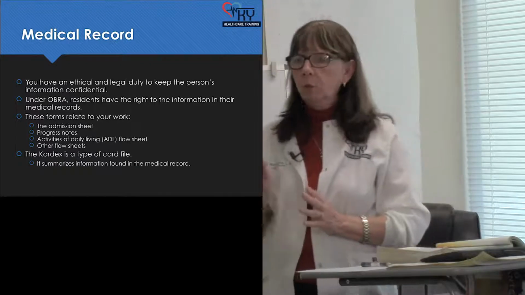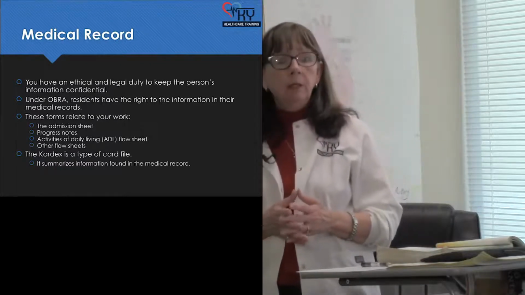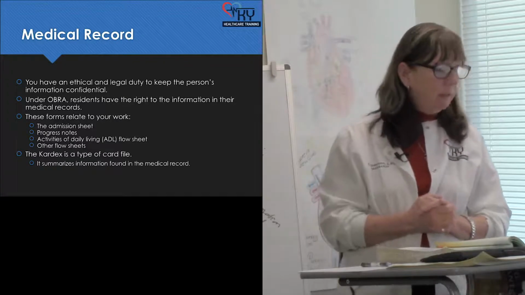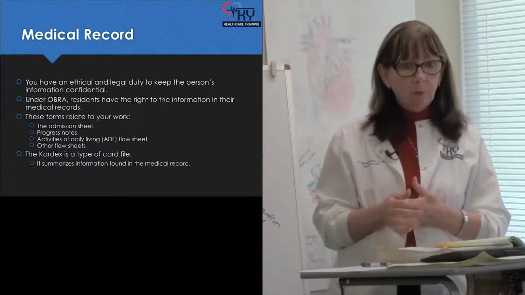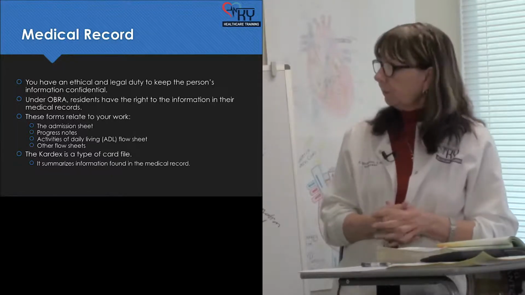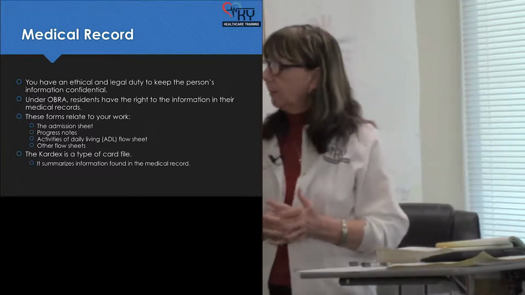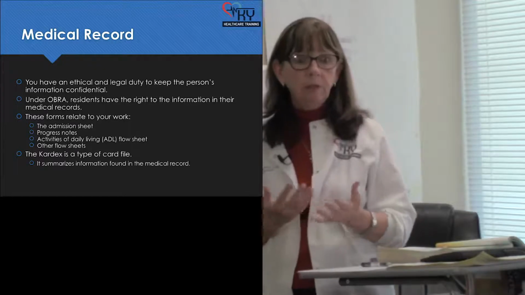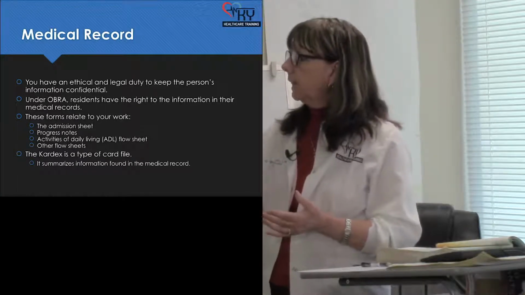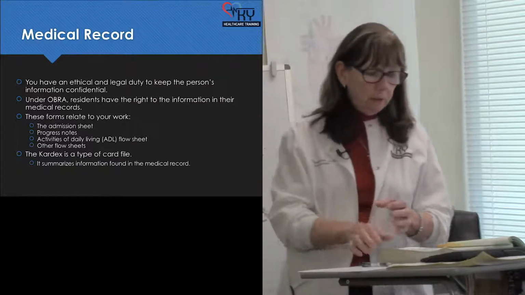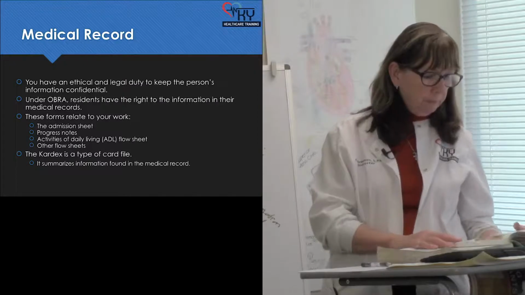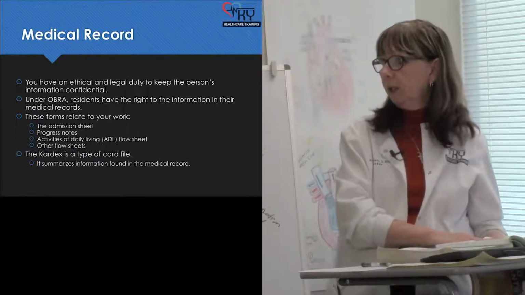Forms that relate to your work include the admission sheet. You might need to look at the admission sheet to see things about the person, maybe their religion, their responsible party, their diagnoses, their code status. Progress notes: every department has progress notes, dietary, social services, doctor, therapy. Activities of daily living flow sheets. In your textbook, there's an example on page 54 of an activities of daily living flow sheet.